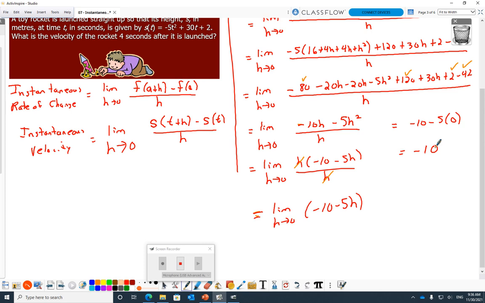Negative 10? You physics people aren't fazed by that, but you non-physics people, how can this velocity be negative 10? What's the rocket doing at that time? It's on its way down now, yeah? And all this complete the square to find the vertex stuff seems a lot less important now. It's like, wait a minute, I can just find the slope anytime I want. Bang, bang, done.